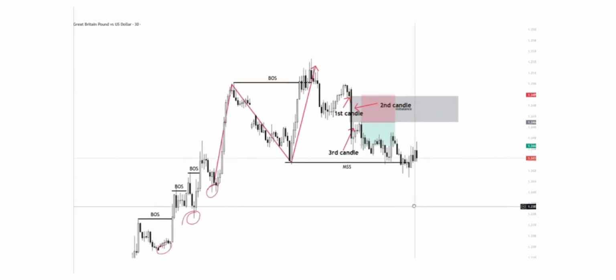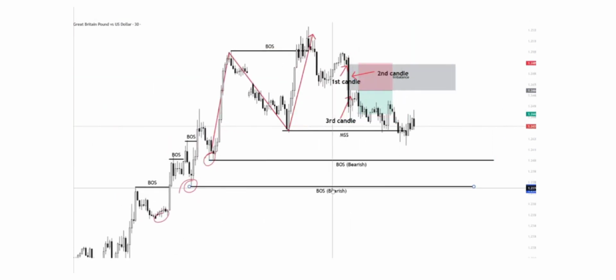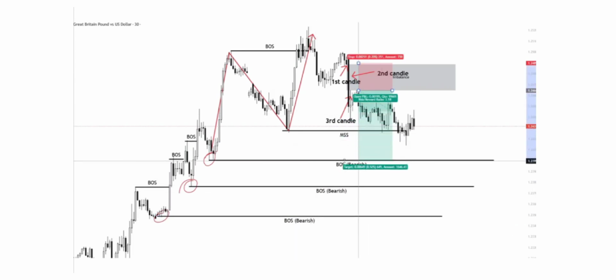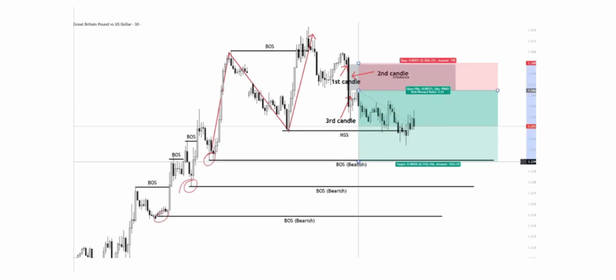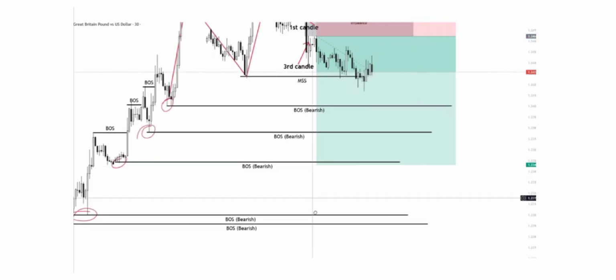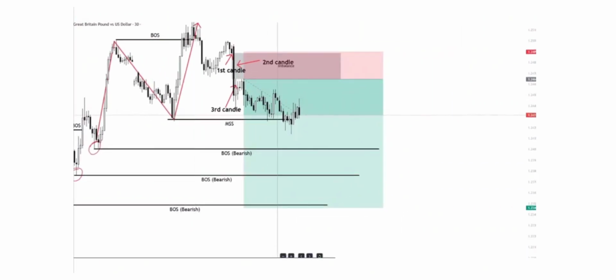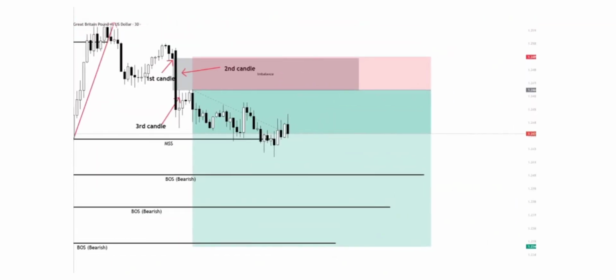I usually target below the last swing lows, because that would form a bearish break of structure to continue the downtrend. Now we don't know where it will stop, because there are multiple swing lows that can be taken down. But the key point is the risk to reward. I think this one is good enough. The last ones are too high. And now we wait patiently for the market to do its thing.